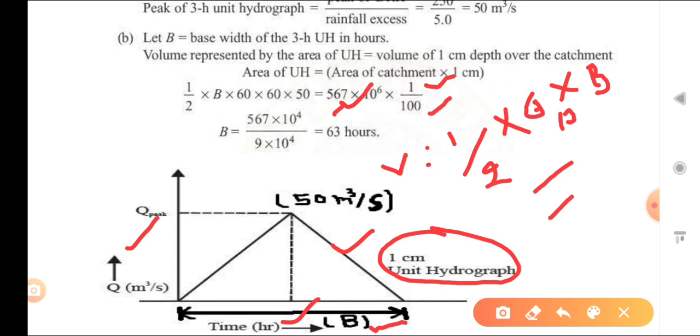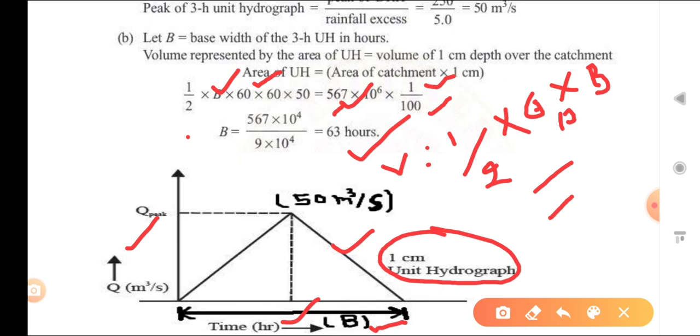Okay, and now on the left hand side, 1 by 2 multiplied by base, and the base we have assumed in hours. So we have to convert it into seconds. How will we convert to seconds? Multiply by 60 to get minutes, then multiply by 60 again to convert minutes into seconds. And what is QP? QP is 50 meter cube per second. So now there is one equation and one unknown, only B is unknown, so you can solve and find that in hours.